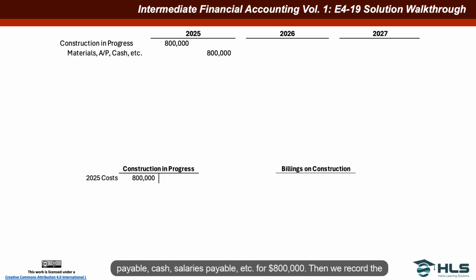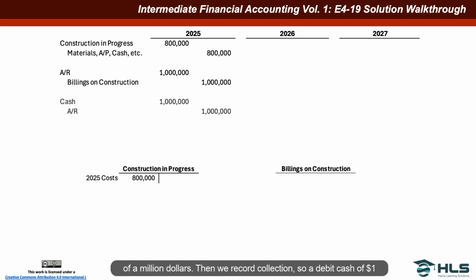for $800,000. Then we record the billings on the contract and the accounts receivable. So we'll debit accounts receivable for $1 million and credit a billings on construction account of $1 million. Then we record collections, so we'll debit cash of $1 million and credit accounts receivable for $1 million.